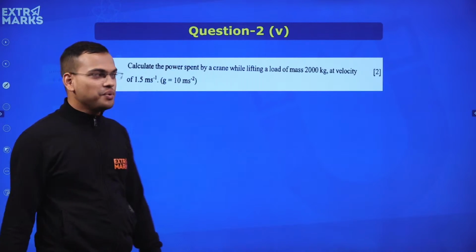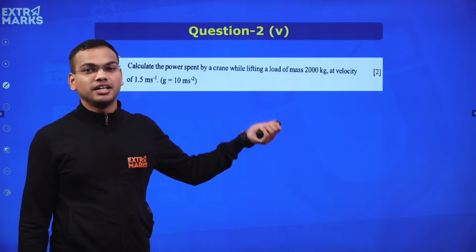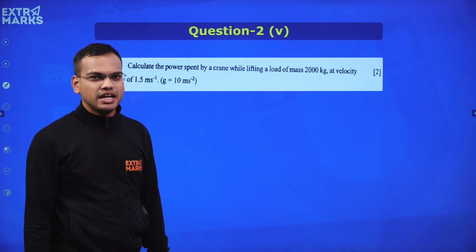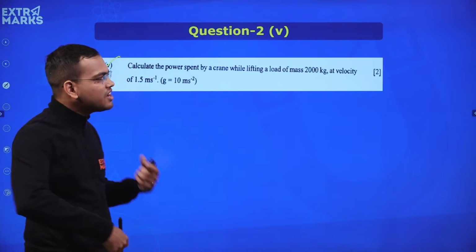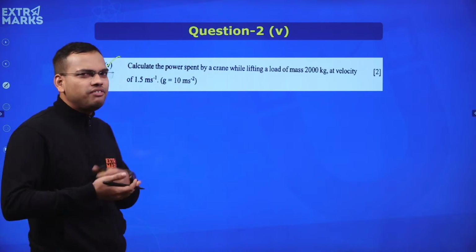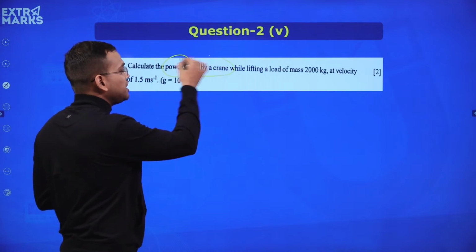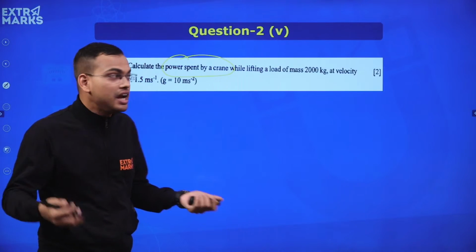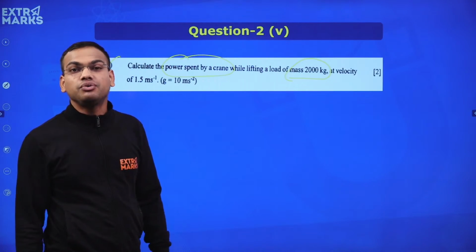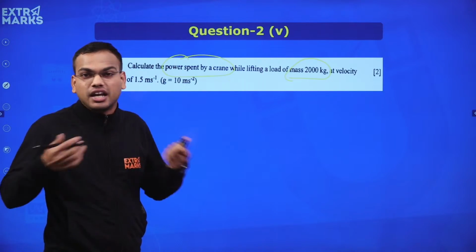Now calculate the power spent by a crane. This is again a very interesting question. Calculate the power spent by a crane by lifting a load of mass 2000 kg at a velocity of 1.5 meter per second. Now, this question is like a physical situation that you all can see. You all have seen cranes lifting loads at a particular speed or velocity. But are you able to calculate the power spent by a crane? The crane has to spend some power, right? It's lifting a load of mass 2000 kg. If you have to lift a mass of 2000 kg at a particular speed, the crane has to be powerful.